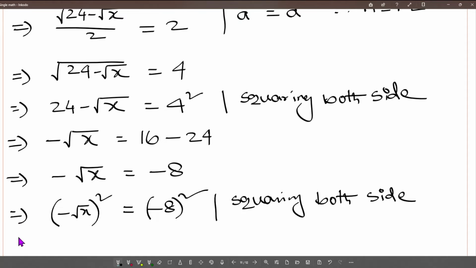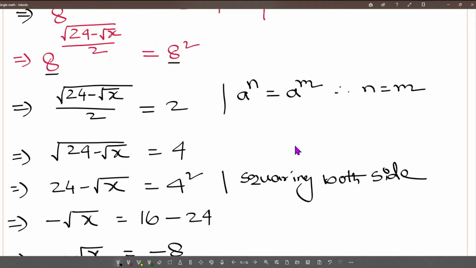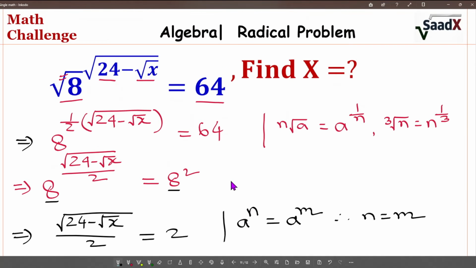Now it will become x equals 64. Why? Minus square means plus, root x square means only x. So ultimately we get x equals 64. This is our answer. Okay. Today we are trying to solve another math.